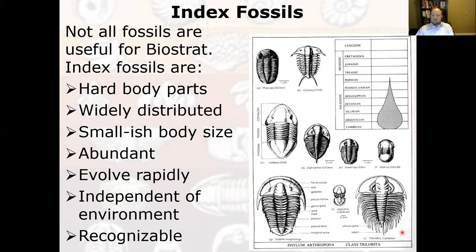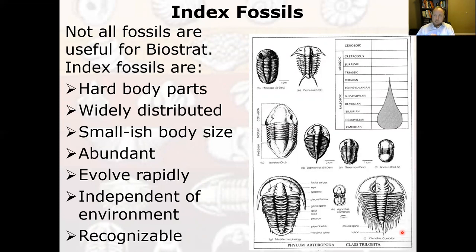So we're talking about biostratigraphy, stratigraphy using fossils, but not all fossils are created equal. Not all fossils are useful for biostratigraphy. So index fossils are the ones that we want to use. Index fossils are the best for biostratigraphy. Something that makes a good index fossil is having hard body parts so that it's easily preserved, and being widely distributed so that we can correlate using that fossil over large distances. It's kind of cool to be able to correlate within the same basin, but it's very cool to be able to correlate to different basins or even different continents.